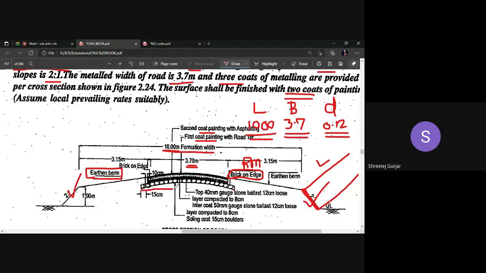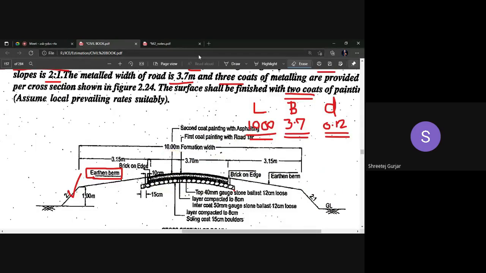So what is the width? 4 meters. And what is the length which we need to prepare? It is the total length of your road, that is 1000, right? This surface area we are preparing, and not in depth. So depth quantity will not come in this calculation.